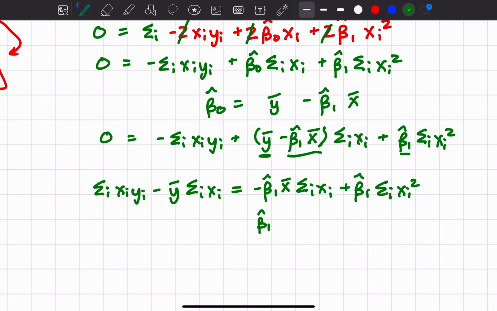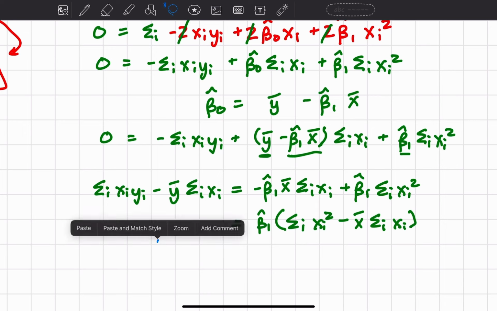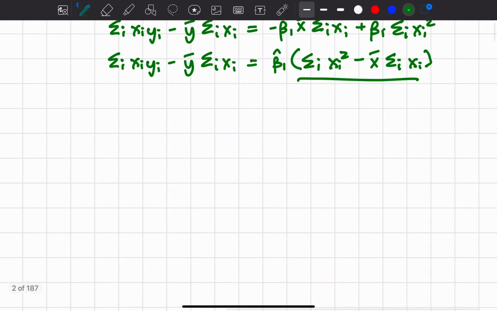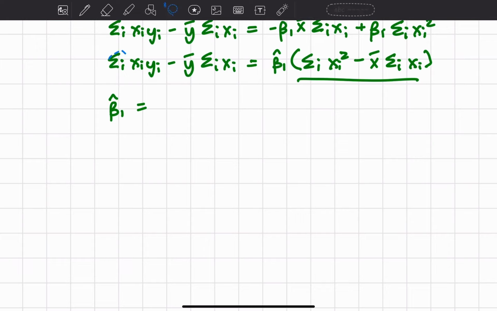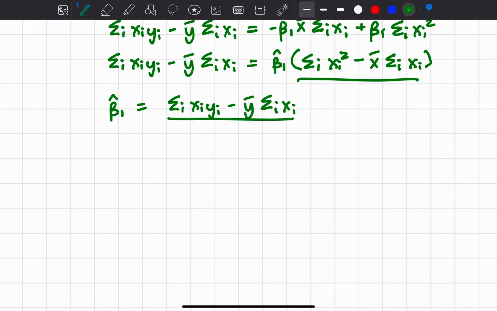Now we can say beta 1 hat. I'm going to flip these terms so I can say something minus the other thing. So sum over i of xi squared minus x bar sum over i of xi is this thing. And now I can divide both sides by what's in the parentheses here. So we can solve for beta hat 1. We're going to get beta hat 1 is this thing divided by this thing.